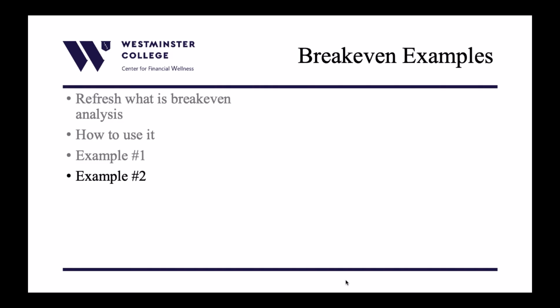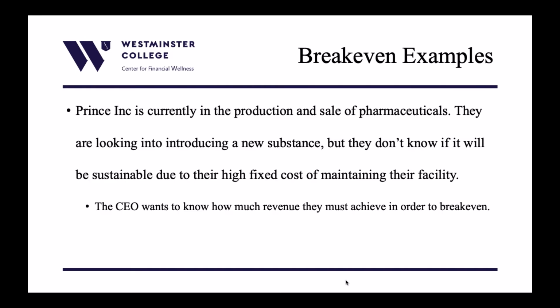Example number 2. Prince Inc. is currently in the production and sale of pharmaceuticals. They are looking into introducing a new substance, but they don't know if it will be sustainable due to their high fixed costs of maintaining their facility. The CEO wants to know how much revenue they must achieve in order to break even.